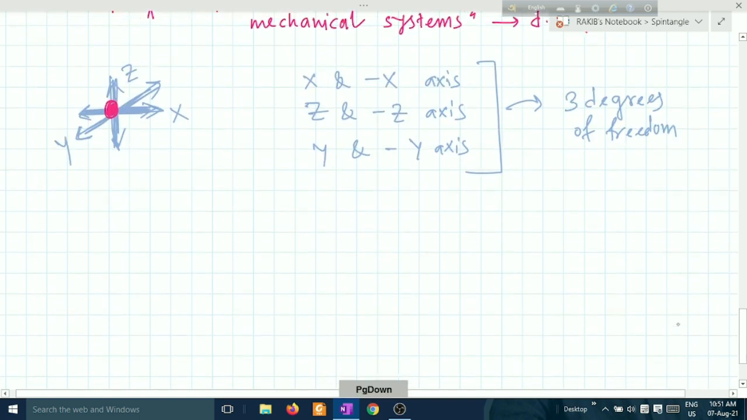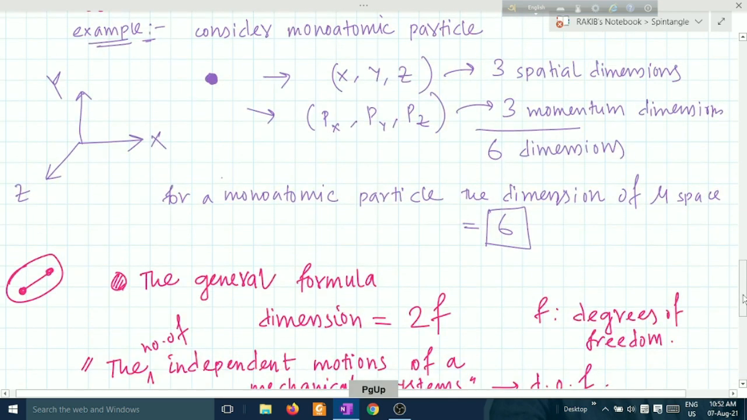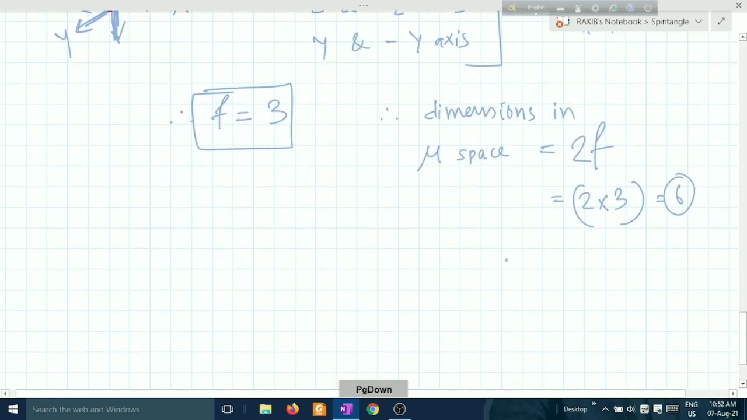Okay, degrees of freedom can be classified further. You can dig into the more general theory, that degrees of freedom have translational degrees of freedom, rotational degrees of freedom. I am not going too deep into that. Okay, 3 degrees of freedom. This means f is 3 here. Therefore, dimensions in mu space will be what? I have written earlier, 2f, therefore it becomes 2 times 3, which is 6. Here you can see this is 6 by formula, and this is also 6.